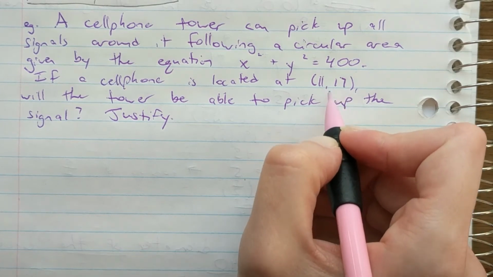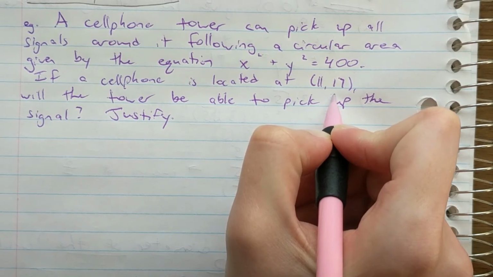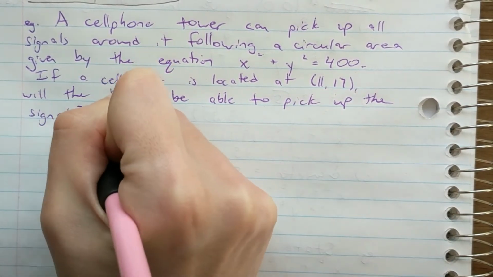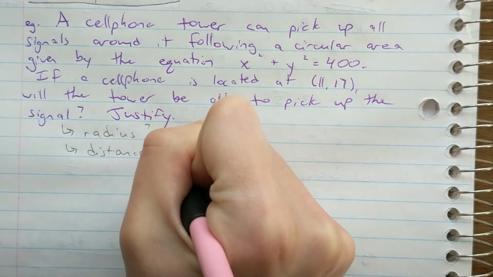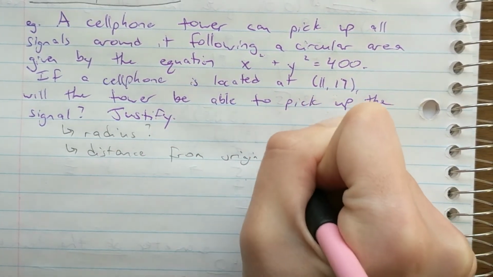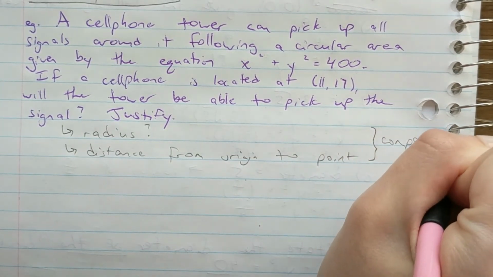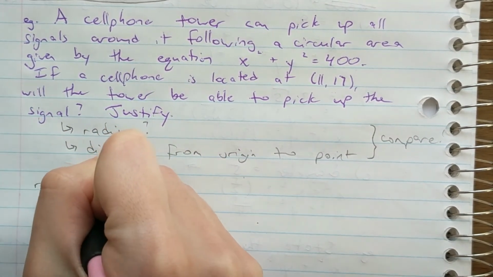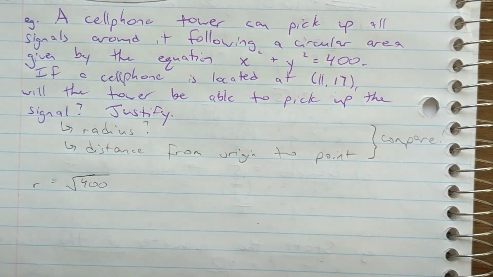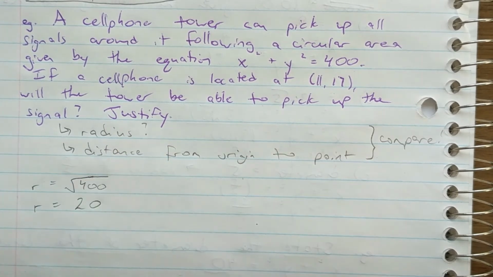Basically, we need to figure out if the distance from our given point to the origin is larger or smaller than the actual radius. So first we need to find out what is the radius, and then we need to find out the distance from the origin to the point. And then these two we can compare. Let's start by finding the radius. My radius is going to be the square root of 400. If you know how to simplify your radicals, you can go ahead and do that now. This one comes out nicely to just be r is equal to 20.